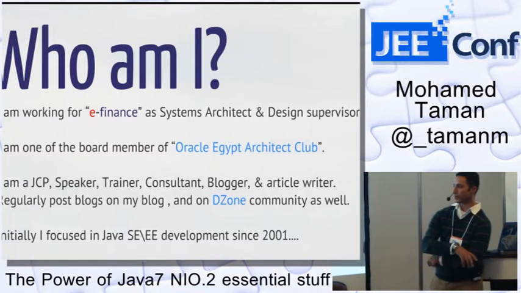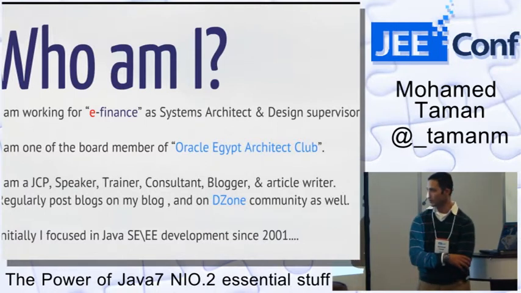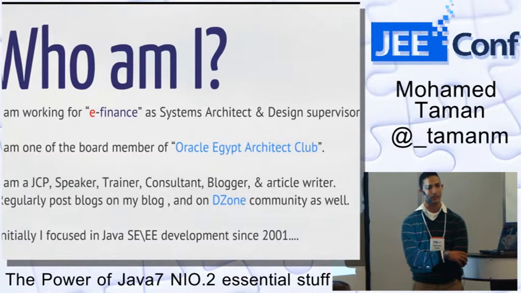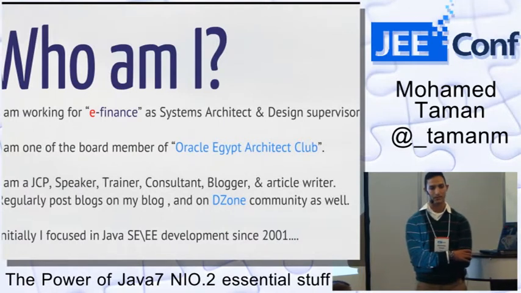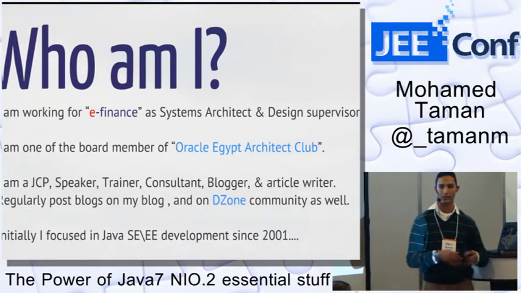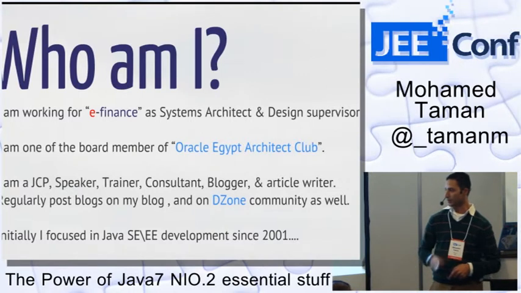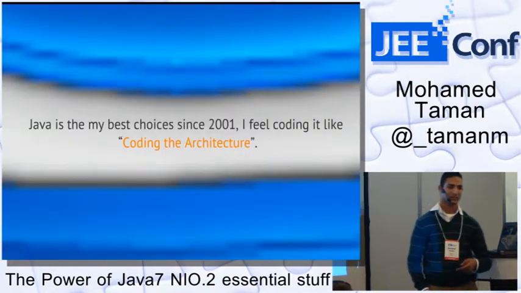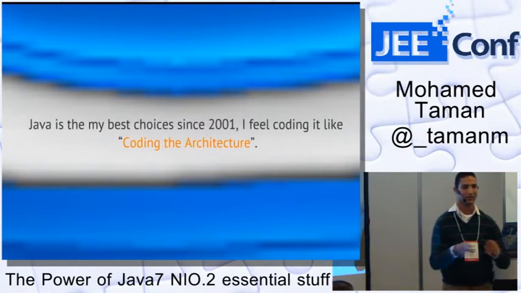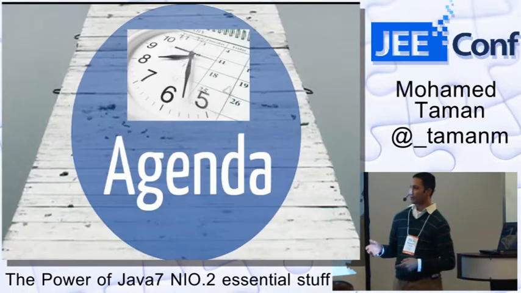I'm a JCP member, especially involved in the Adopt a JSR program and Adopt OpenJDK. I'm adopting the WebSocket API, JSON-P (JSON processing), and JAX-RS. This is my main adoption around playing with other JSRs. I'm a blogger and consultant, and so on, but initially I focused on working in Java since 2000. This is my slogan: I feel that working with Java is like coding architecture, not just writing some lines to get my code out.